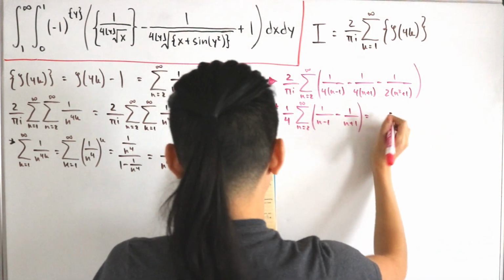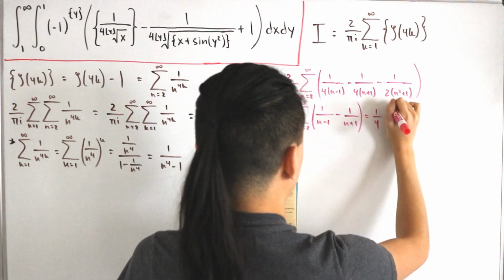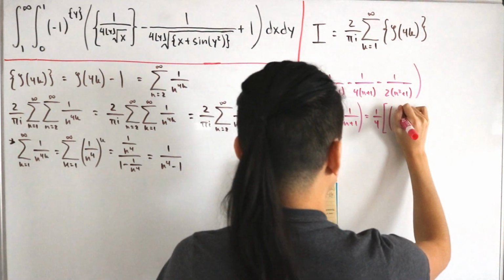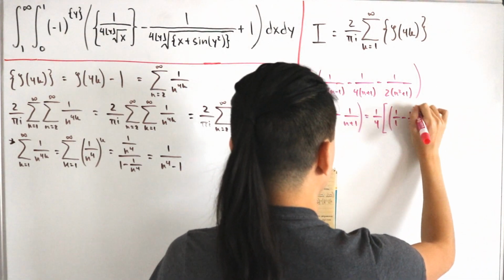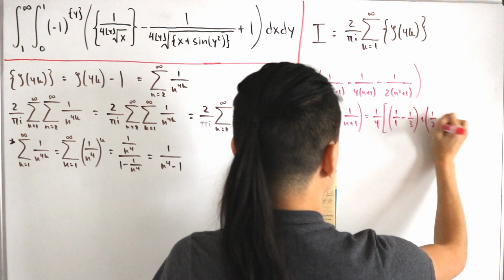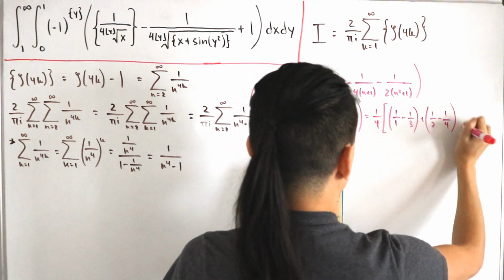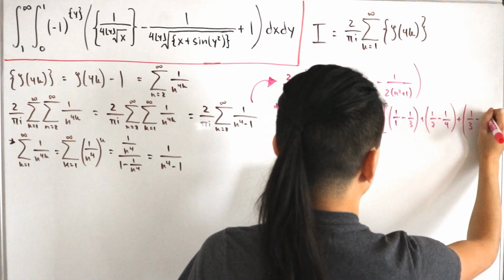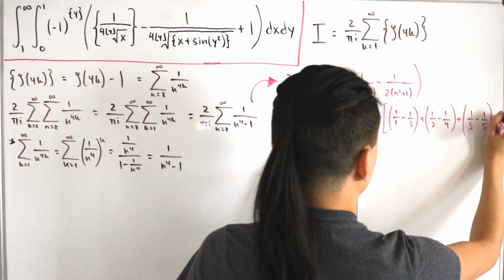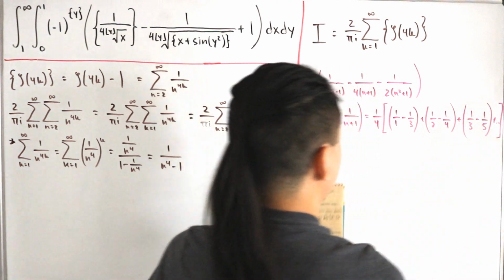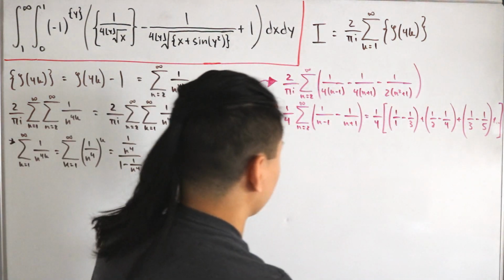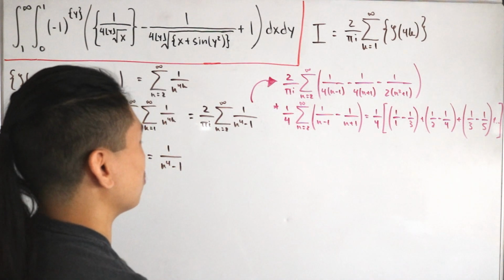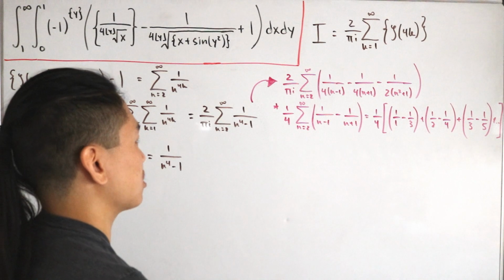If I were to expand this out, 1 over 4, and then what's inside, piece by piece: 1 divided by 1 minus 1 divided by 3, add this with 1 divided by 2, subtract 1 divided by 4, then add this with 1 divided by 3, and then minus 1 divided by 5, and so forth, so we're going to have some terms that cancel out. I like to call this a special telescoping series, because usually in telescoping series you have the first and the last terms of the expansion being left out.